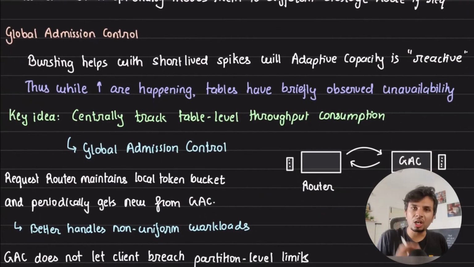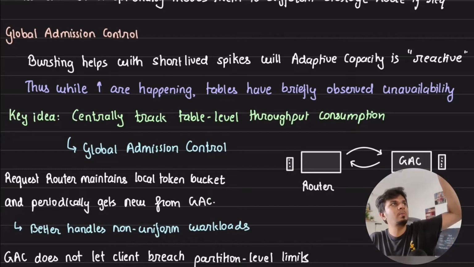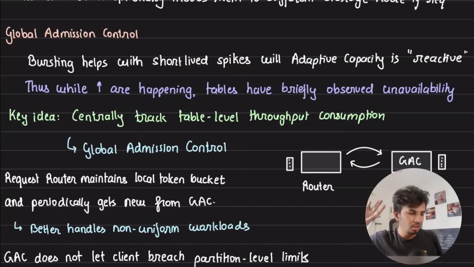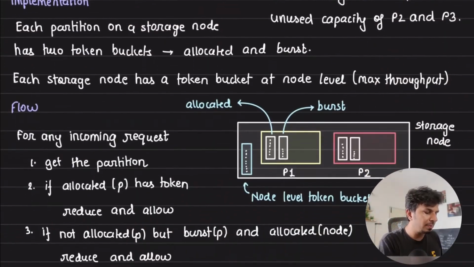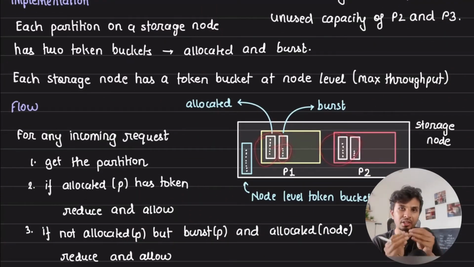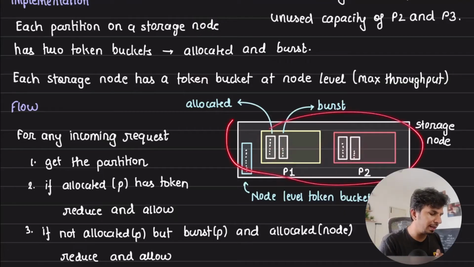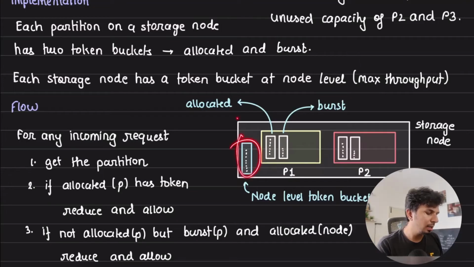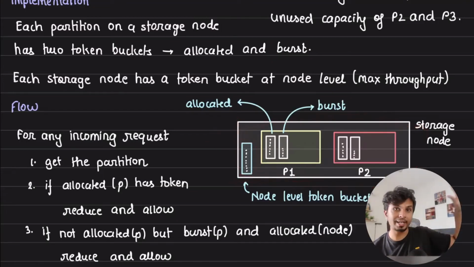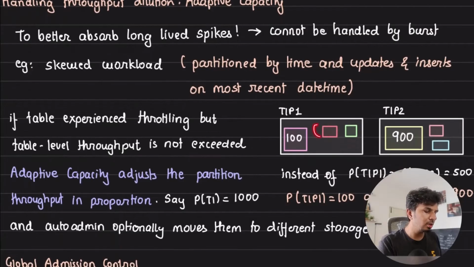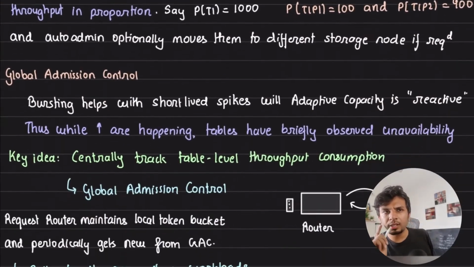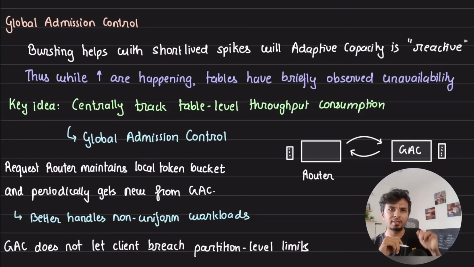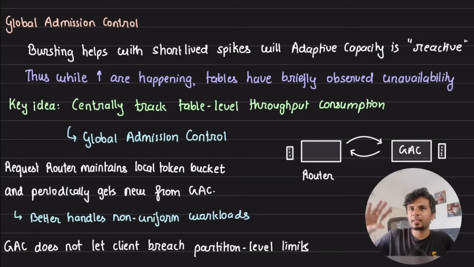Okay. We talked about two ways to handle this. One way to handle bursts, we talked about that. One way to handle long-lived spikes, we talked about that. The way burst is handled is by using token buckets and having some burst capacity. No one should ever exceed the total requests one node can handle while bursting. But for long-lived spikes, you are doing adaptive capacity. The concern is that bursting helps with short-lived spikes, as we saw. Adaptive capacity is reactive.